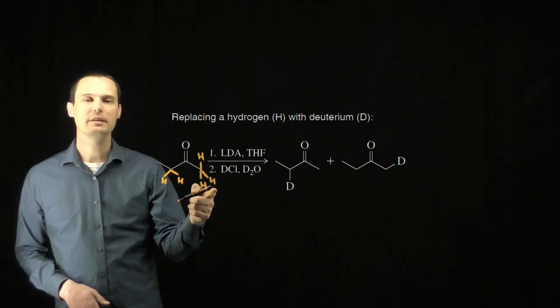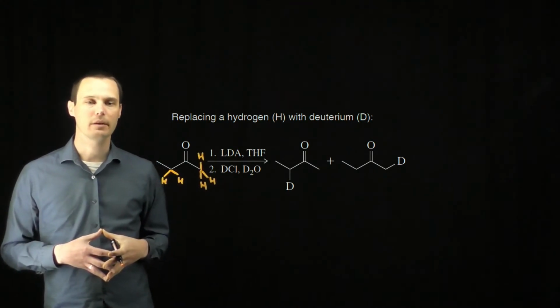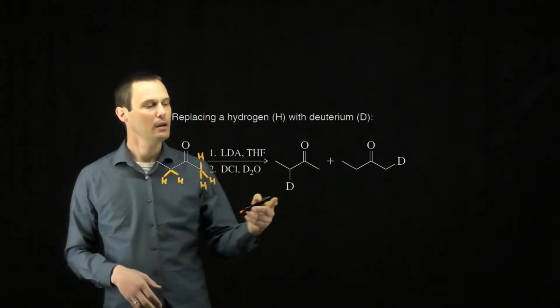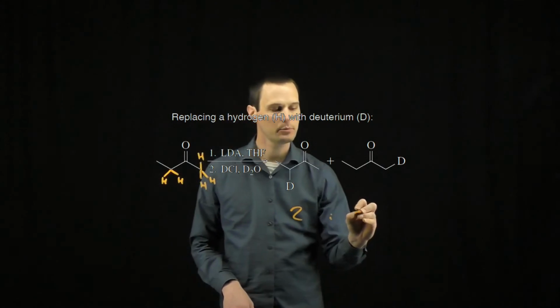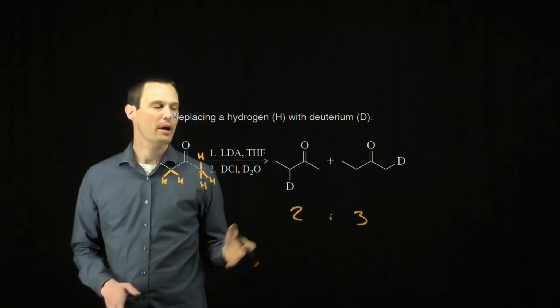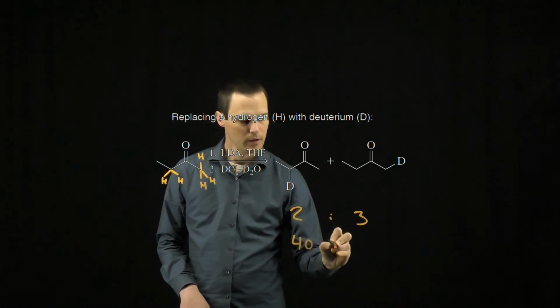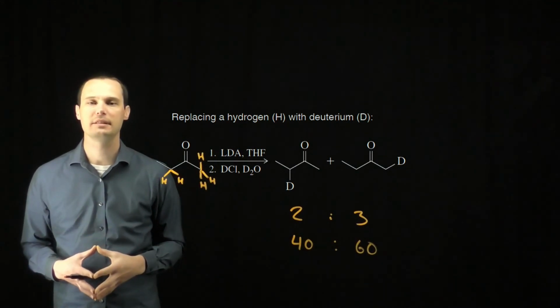There are more of these hydrogens, which statistically should say that the carbon on the right is more likely to react than the carbon on the left. Again, with no information about the mechanism, just based on statistics. Therefore, I'd expect 2 of these products for every 3 of these products. The ratio I'd expect for these products would be 2 to 3. Or if you want to scale it up, I'd expect a 40 to 60 ratio for these products based only on statistical distribution.